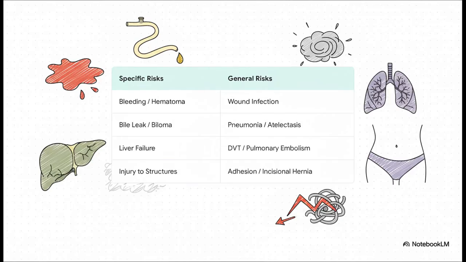Okay, that's a good, structured answer. It's really important to separate the risks into these 2 buckets, specific and general. The specific risks, bleeding, bile leak, liver failure, those are the really scary, life-threatening things unique to this operation. But you also have to cover the general risks of any big abdominal surgery, like infections or blood clots. This structured approach shows you're being clear and thorough.